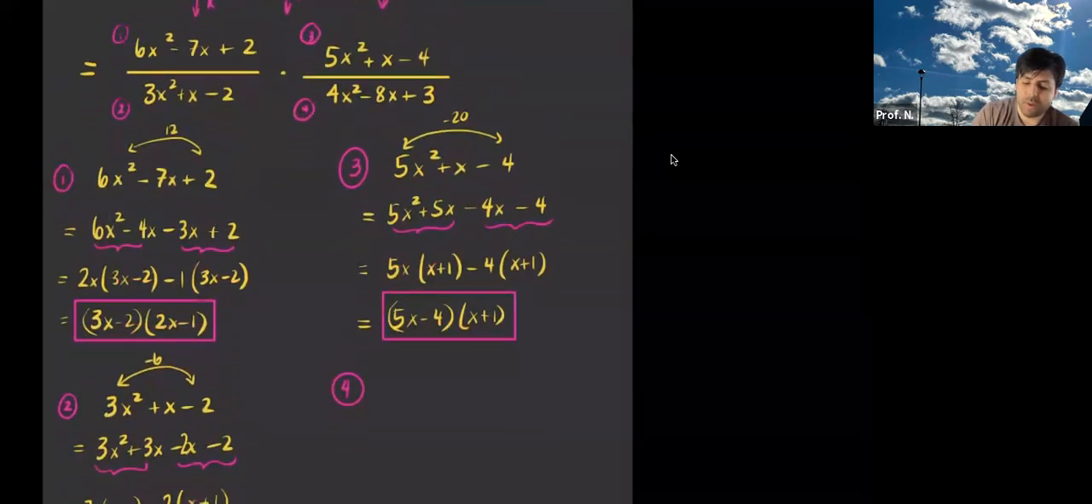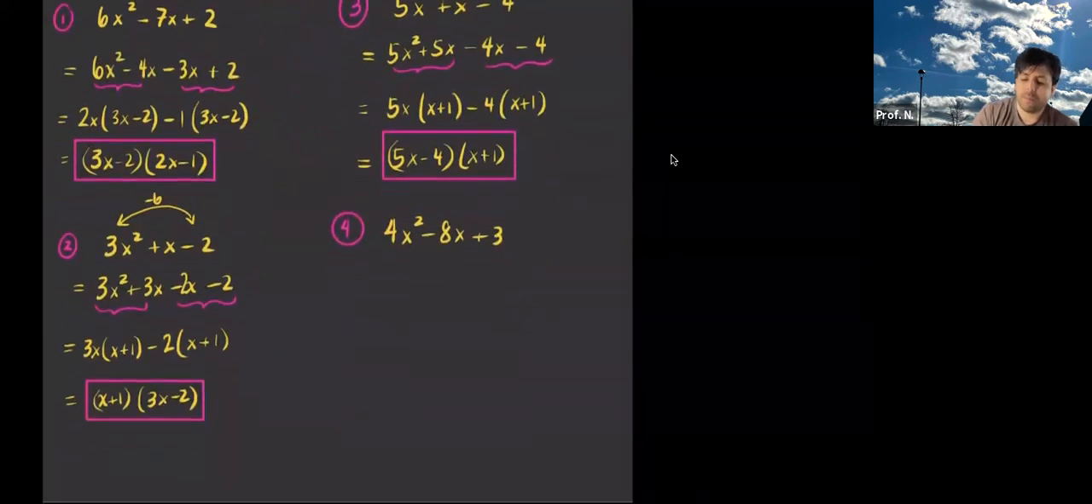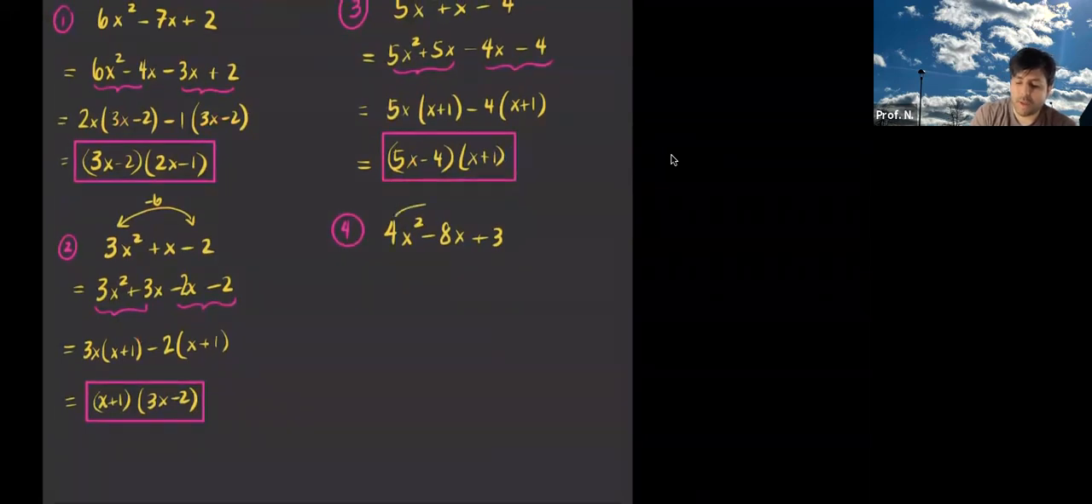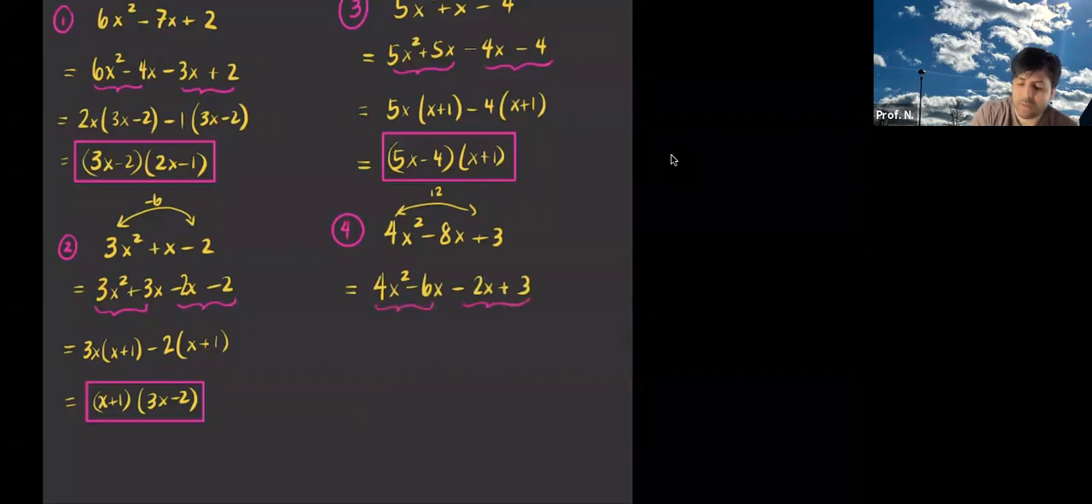The fourth one, 4x squared minus 8x plus 3. Multiply 4 and positive 3 together. I get 12. What multiplies to 12 but adds up to -8? And I get 4x squared minus 6x minus 2x plus 3. I can factor the first two, factor the last two, and I'm left with 2x minus 3, minus 1, 2x minus 3, and that equals 2x minus 1 multiplied by 2x minus 3.